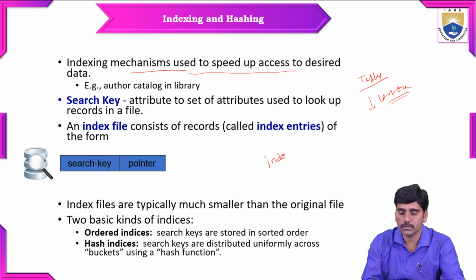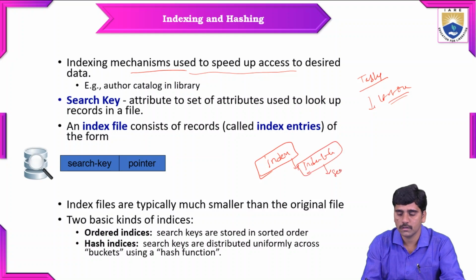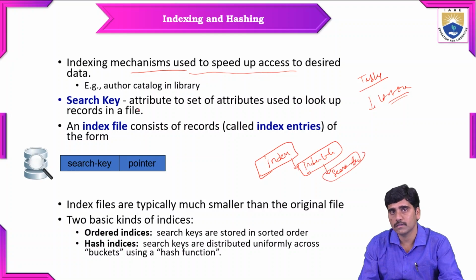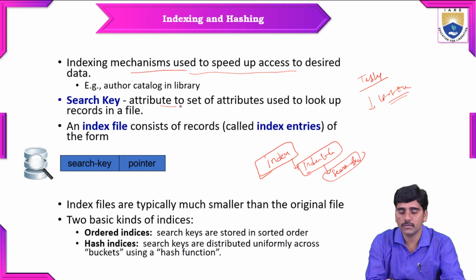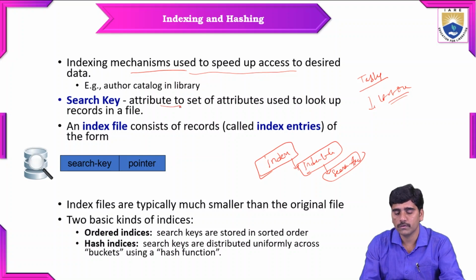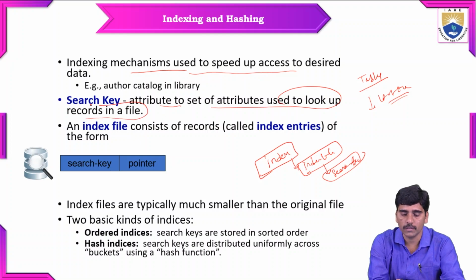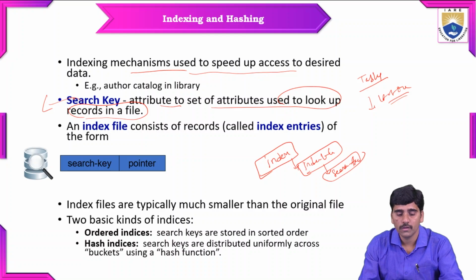For that, we need to create an index, which contains index files. Each and every index file contains search keys. The search key is nothing but an attribute, or a set of attributes, used to look up the records in a file. So the search key is an attribute used to look up the records in a file.